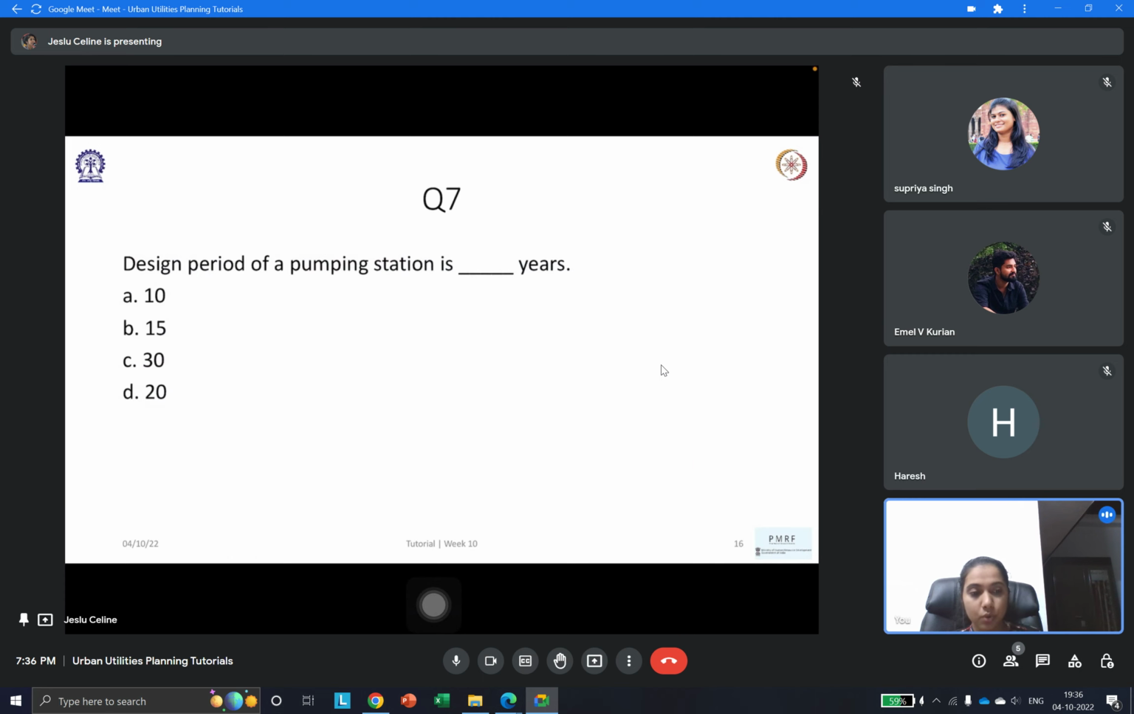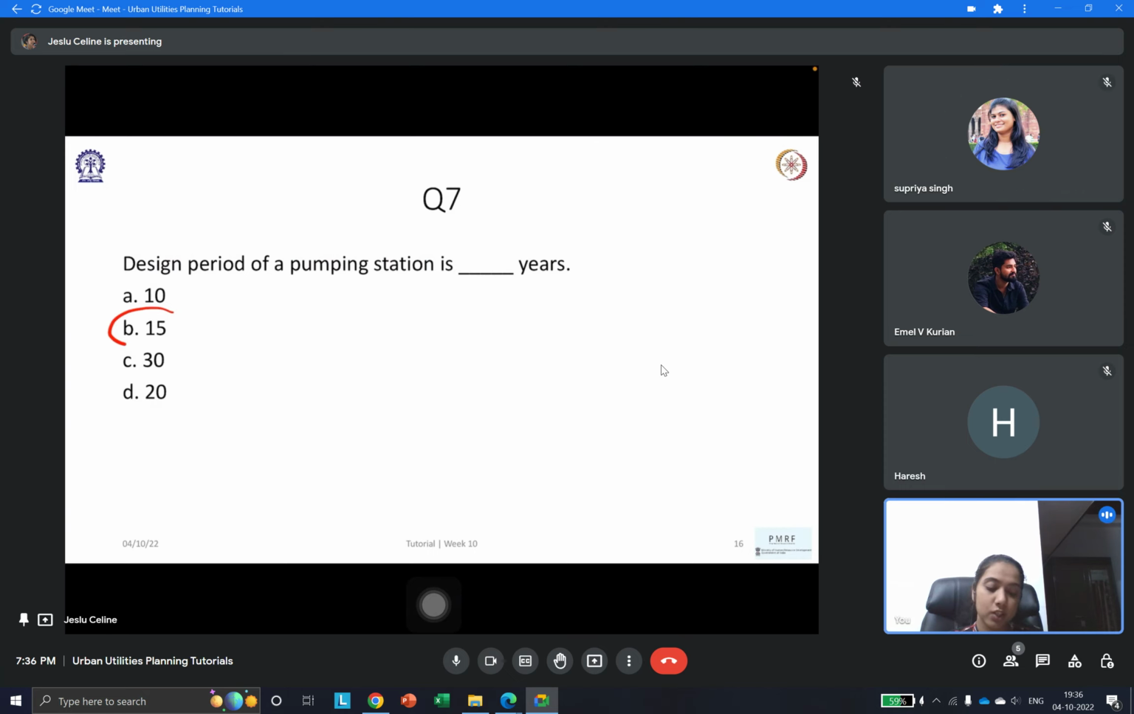So going to question 7: the design period of a pumping station is how many years? Any guesses? Anybody? Okay, Supriya, any guesses? It is 15 or 20, more about 15 years. Okay, 15 or 20. You say finalize on 15. Yeah, it's right. We've already discussed this before when we were talking about pumps and pump houses.